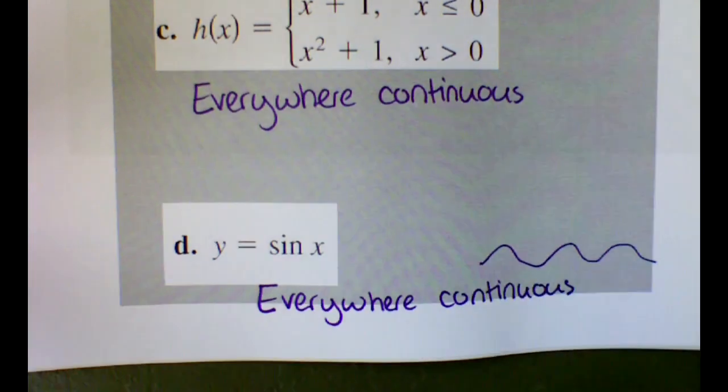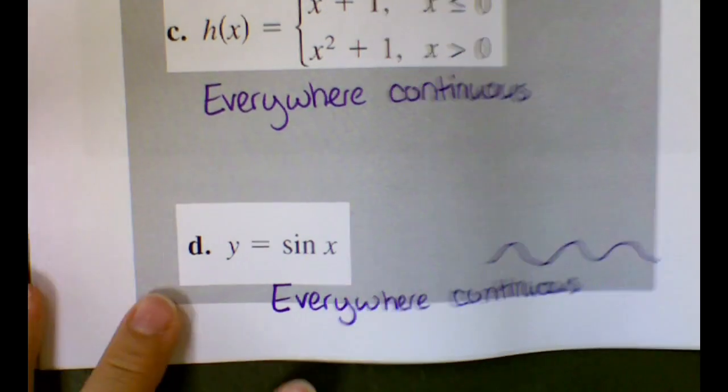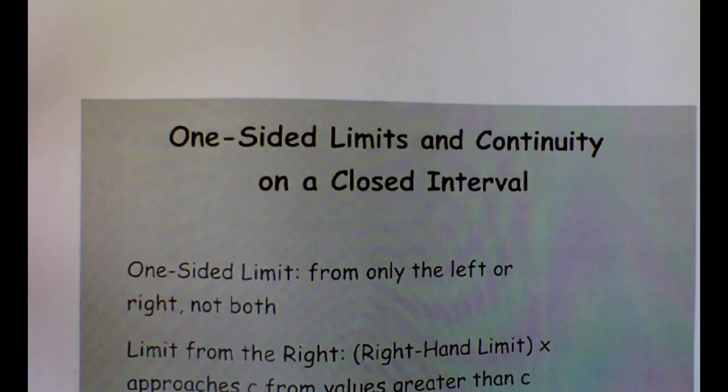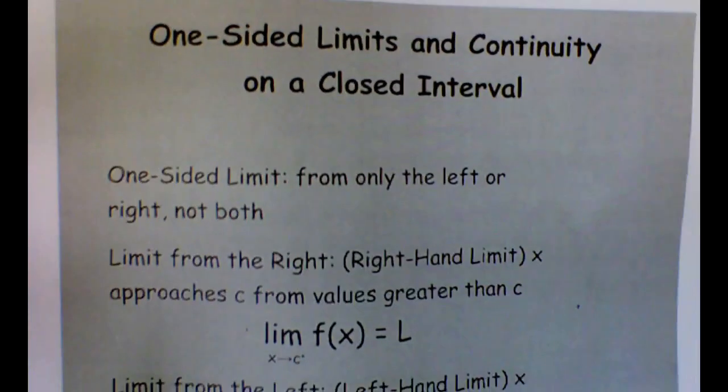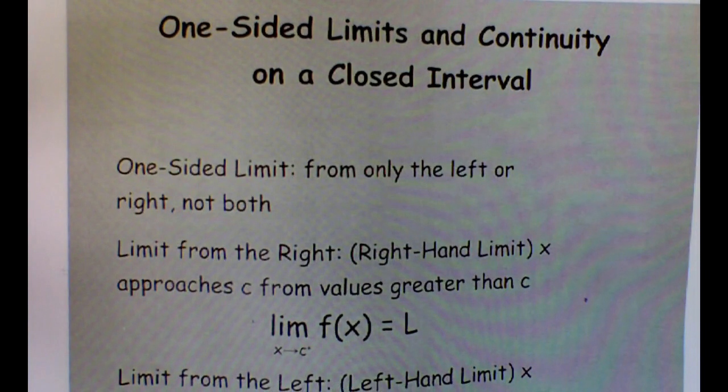No gaps, no holes, no asymptotes, no nothing. So now let's talk about one-sided limits and continuity on a closed interval. A one-sided limit is from only the left or the right, not both. So only values less than my c, we'll call it, or only values greater than c.